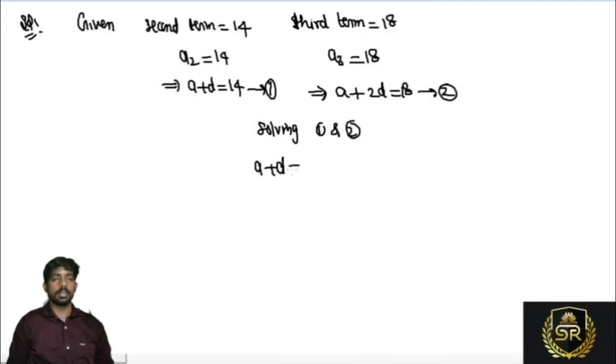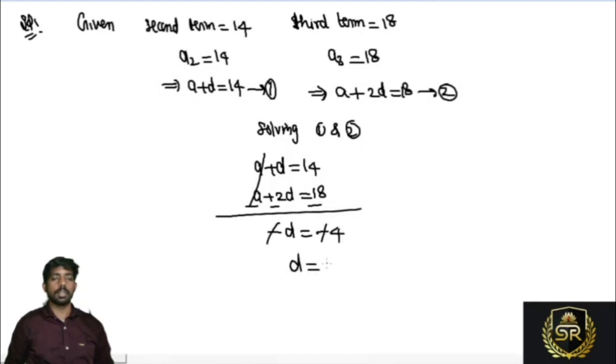A plus D is equal to 14. A plus 2D is equal to 18. Subtracting, A minus A cancels. D minus 2D is minus D. 14 minus 18 is minus 4. So minus minus cancels. D is equal to plus 4. We got it. D is equal to 4.